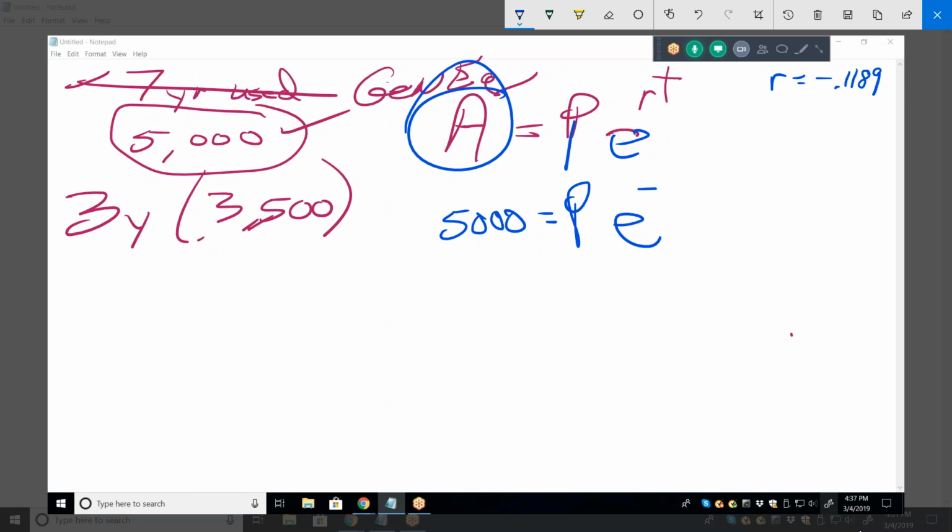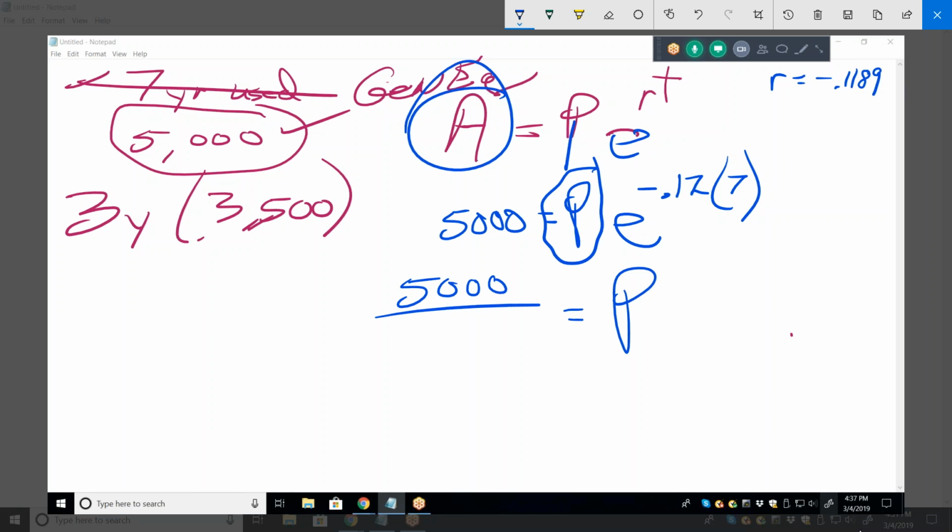We know R. I'm just going to round this off. And we know what T is, 7. Only one variable in that equation, and that's that one right there. So that is going to be 5,000, and this is an algebraic equation, divided by e to the minus 0.84. Go ahead and come up with that number on your calculator. We'll see if it makes sense.